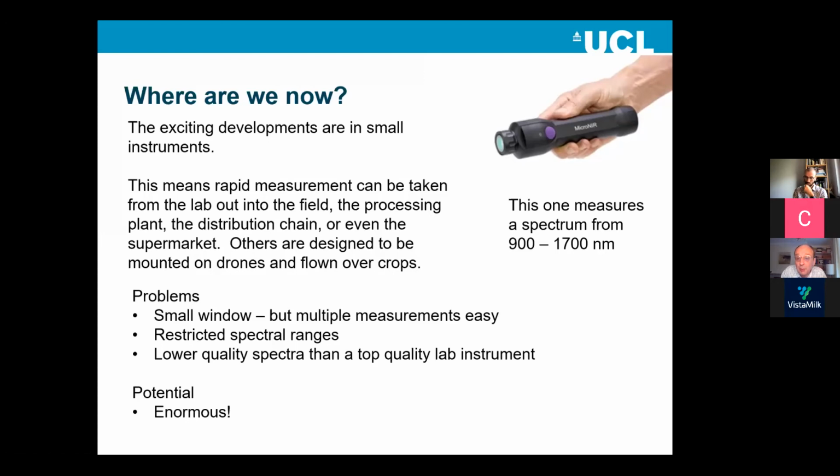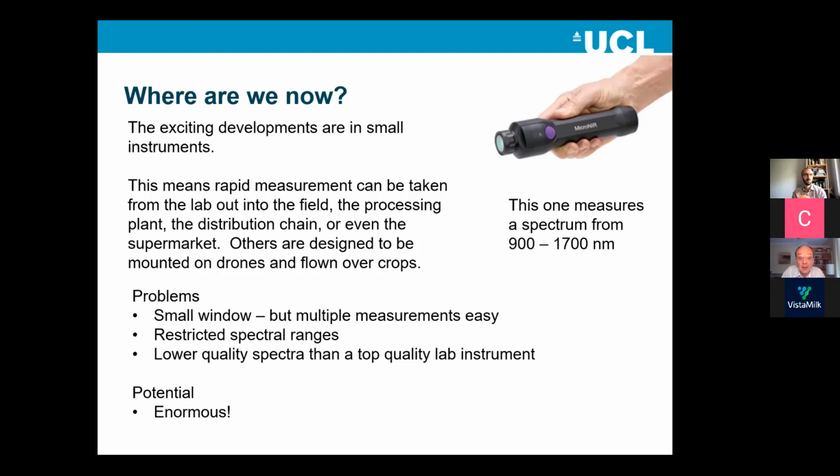It's got a restricted spectral range. This is only 900 to 1700, and there aren't many that go much higher than that because of issues, I think, with miniaturizing the equipment and temperature control as well at higher wavelengths. It would be nice for foodstuffs to have the wavelengths just above 1700, which are really good for fat. It would be nice to have wavelengths in the 2000 nanometer region as well. You can measure moisture perfectly well in that range and some other things, but it would be nice to have a wider range.